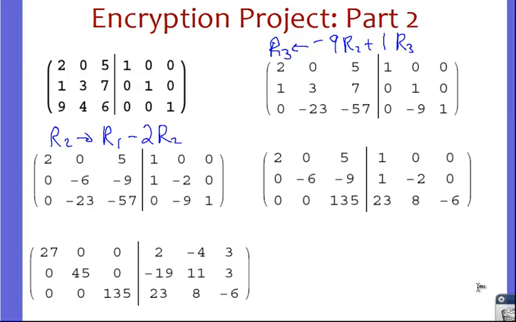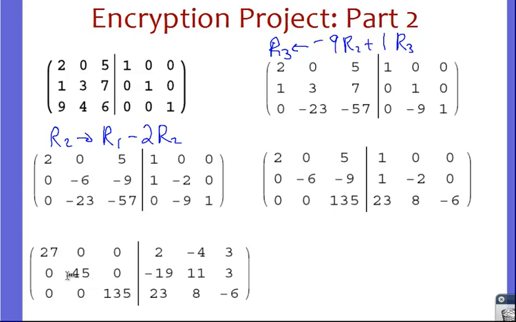Okay, hopefully you've watched the Euclid division algorithm video, and what we're going to do now is finish this last step in finding the inverse of our encryption key matrix mod 29. Where we left off, we had reduced that original matrix to this main diagonal. We have 27, 45, and 135.